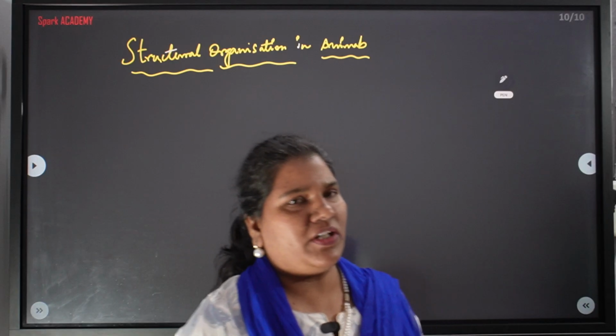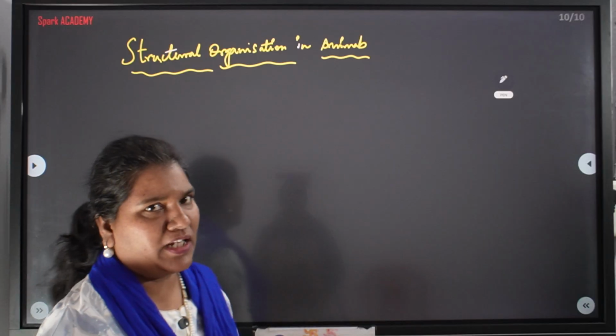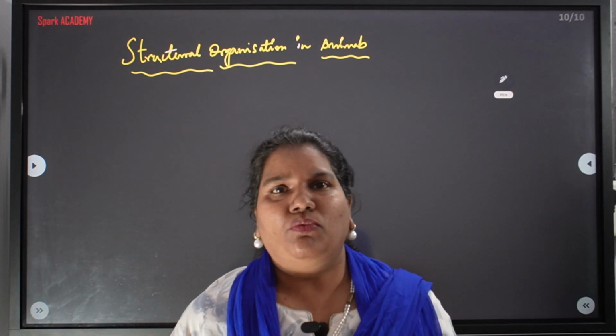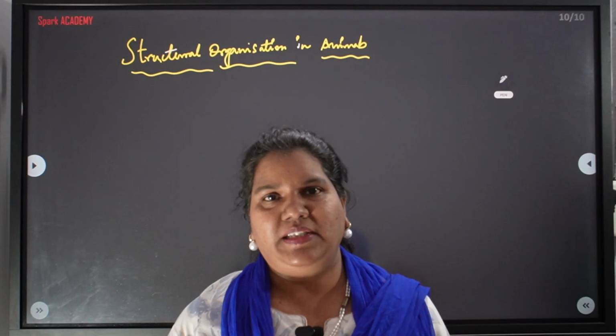So now what are we going to learn in this chapter? Structural organization in animals, that is, in animals what all kinds of structural changes that we see, right?